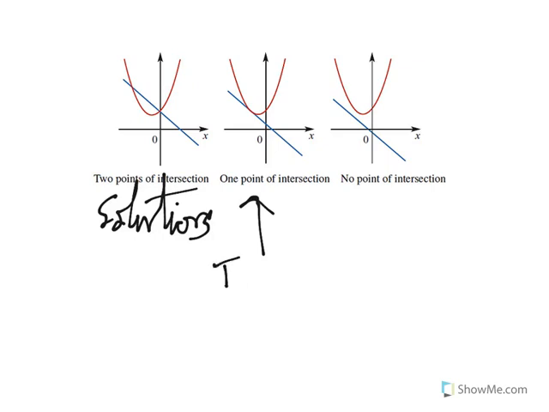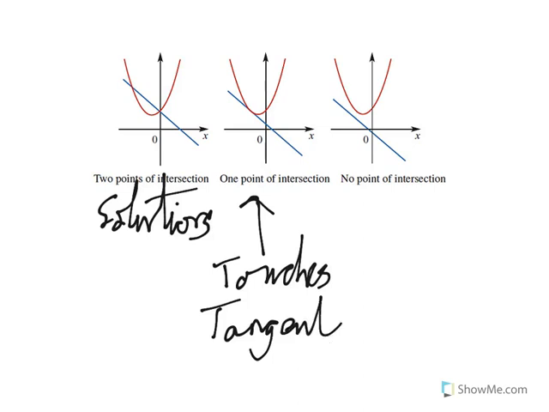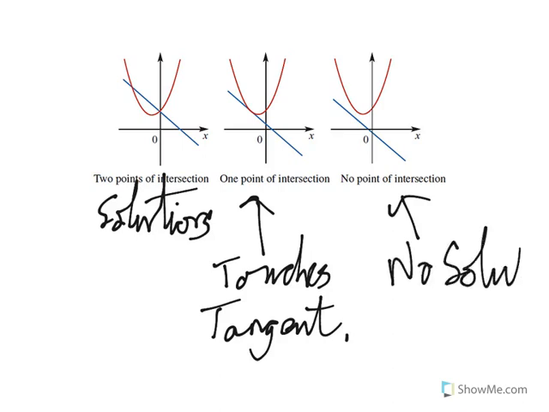We can also think about the line that touches. When it does touch, it's also known as a tangent. And then there's no point of intersection, so no solutions.